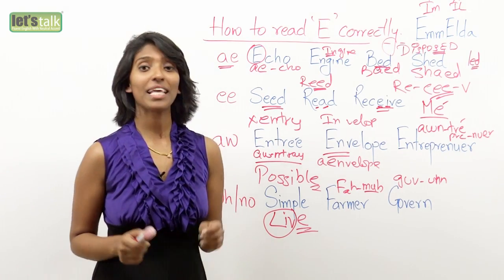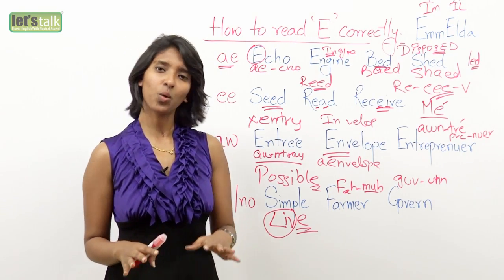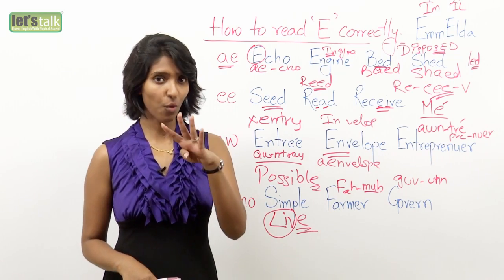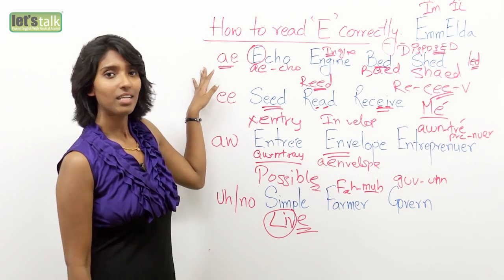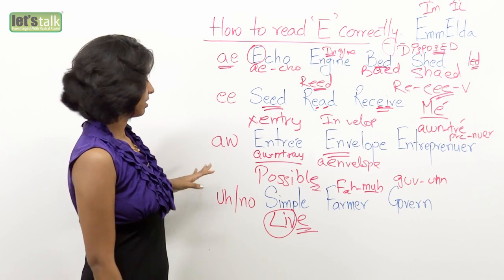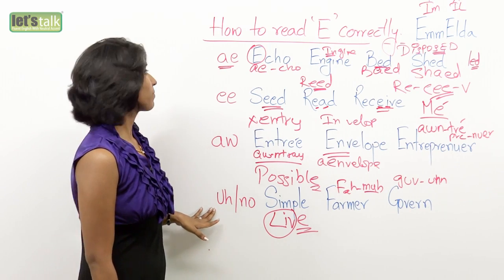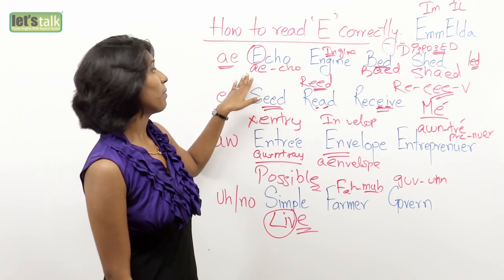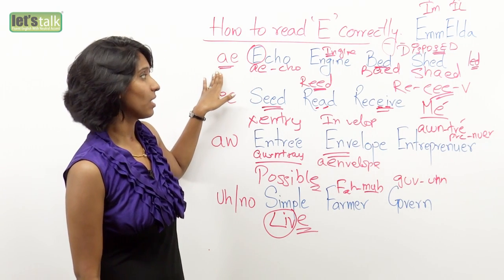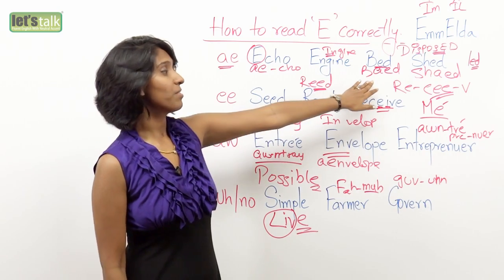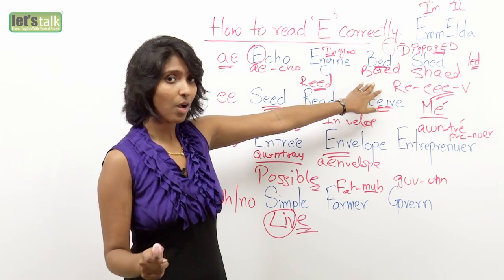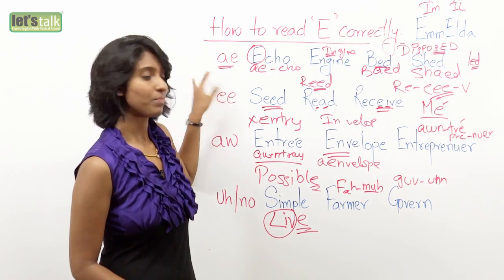This brings us to the end of our lesson. Let me do a quick recap. E takes four sounds: short E, long E, o, or no sound. If E comes in the beginning of the word, it takes the short E sound. Or if it comes in the middle of the word but no other vowel, it still takes the short E sound.